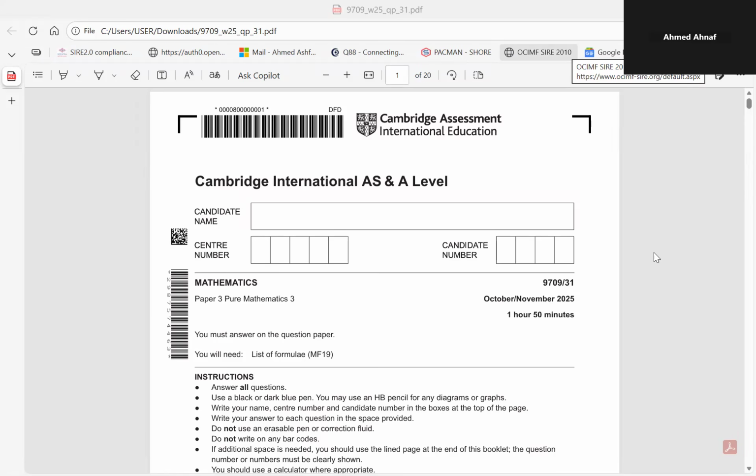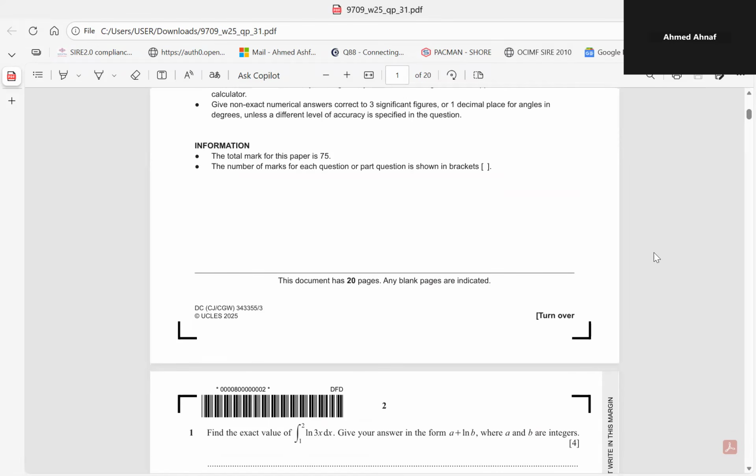Hi everyone. In this video, we're going to be doing A Level Maths 9709, paper 31, October/November 2025, Pure Maths 3. This paper is 1 hour 50 minutes long, so we'll try to finish within that time limit. So let's get started.